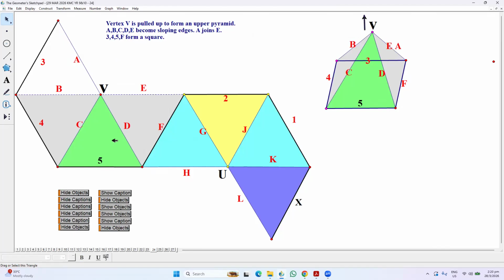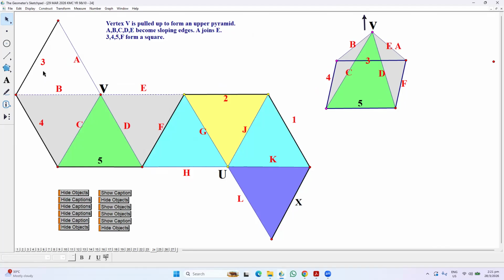The face in green will be, the base is 5, C and D are the edges for the green triangle. The 2 gray triangles, one on the left and one on the right, with 4 as the base for the one on the left, and sloping edges B and C. The one on the left, the gray triangle, has F as the base and D, and then A and E join to form the H.